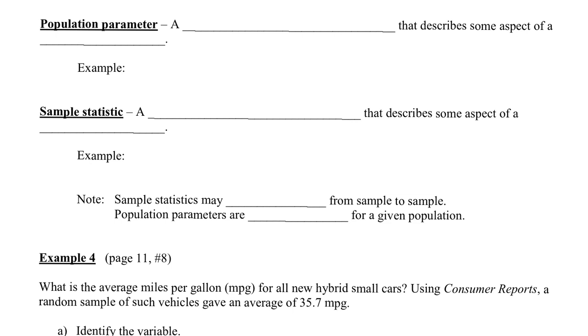Related to populations and samples are a couple of terms here. A population parameter. In a population parameter, this is just a numerical measure that describes some aspect of a population. An example of this would be the mean, mu, Greek letter mu, is a population parameter.